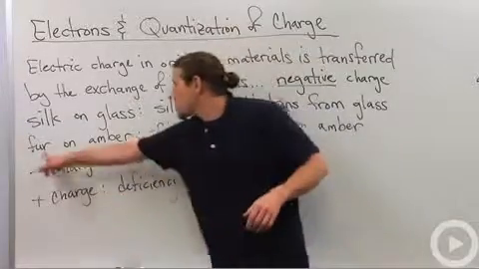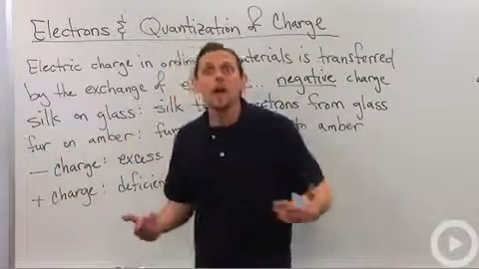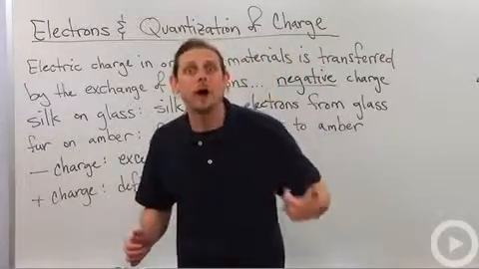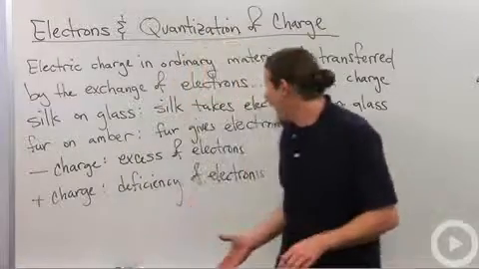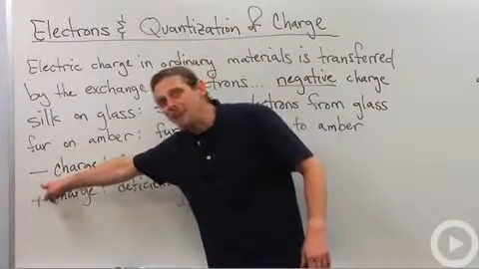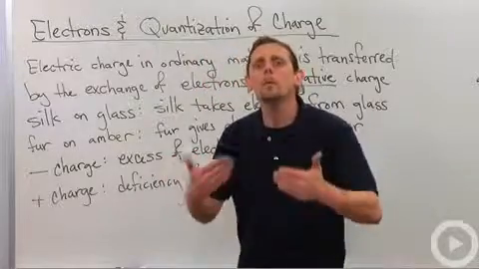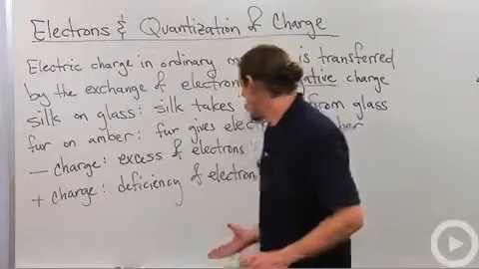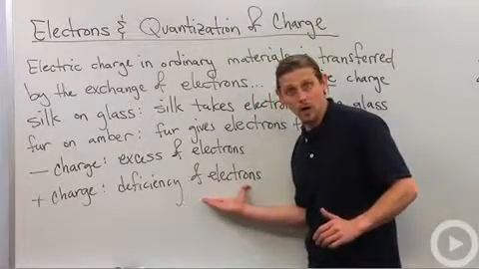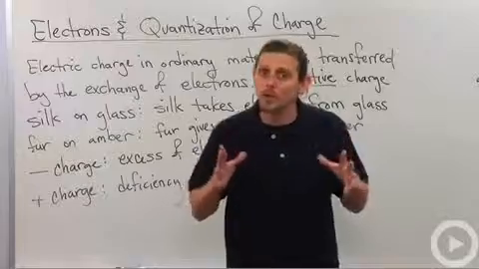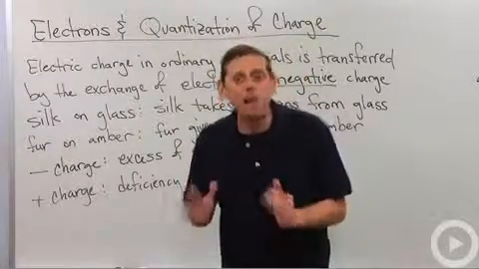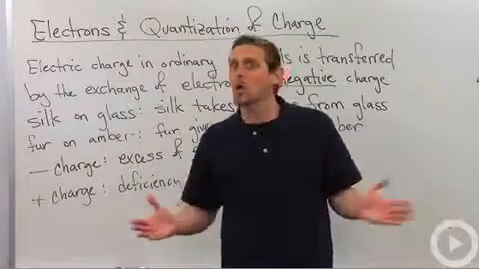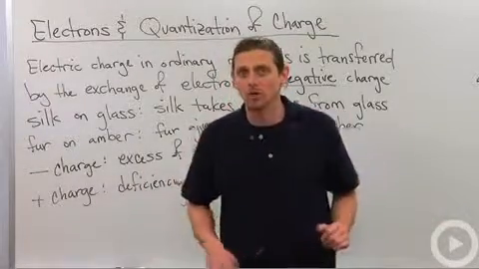Now, along the same lines, if you rub fur on amber, the amber is going to get a negative charge. And that means the fur is giving its electrons up to the amber. So whenever you have a negative charge, it means you've got too many electrons. Whenever you've got a positive charge, it means you've got too few electrons. And that's a very important thing for you to understand. It's not the protons that are moving. It's always the electrons. Whether it's a positive charge or a negative charge, it's always the electrons that are moving.